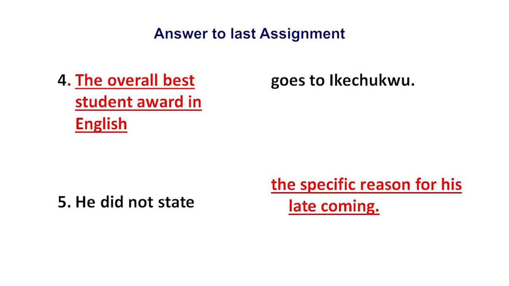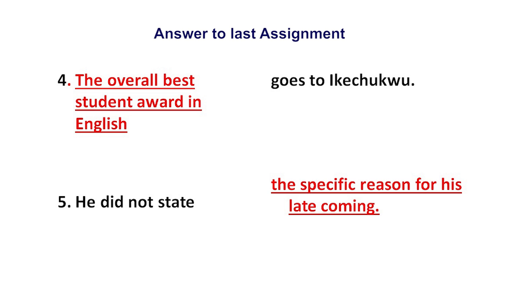Sentence four. The overall best student award in English goes to Ikechukwu. The first part of the sentence is the overall best student award in English, and the second part says goes to Ikechukwu. The first part is a phrase because it does not have any verb at all.